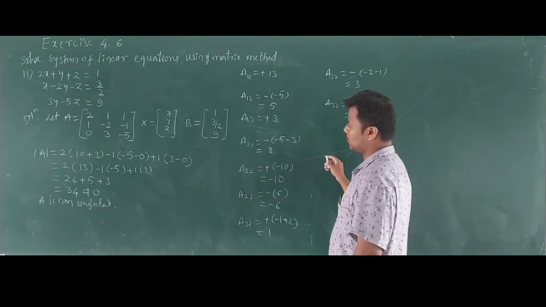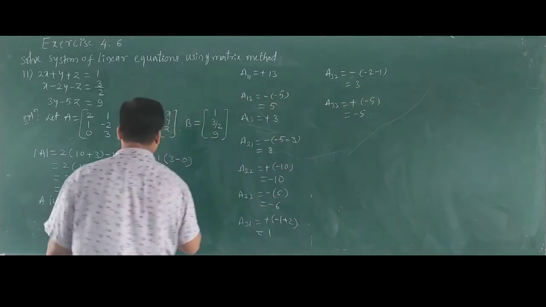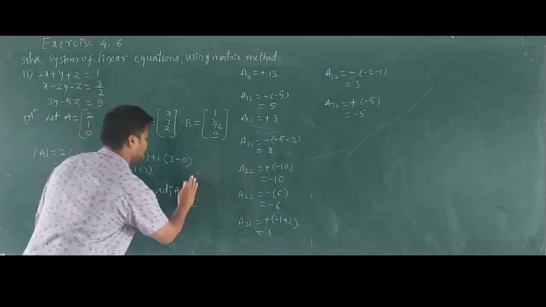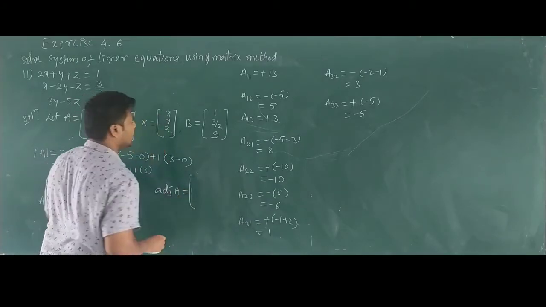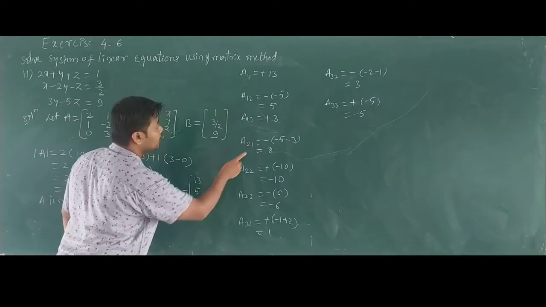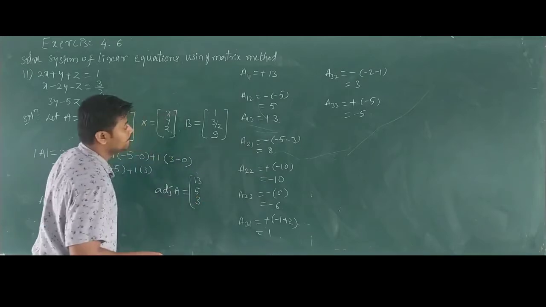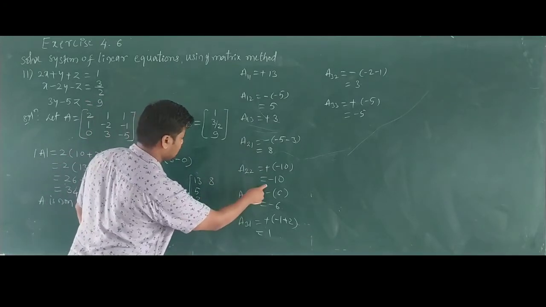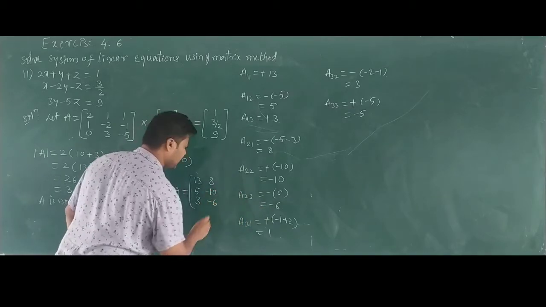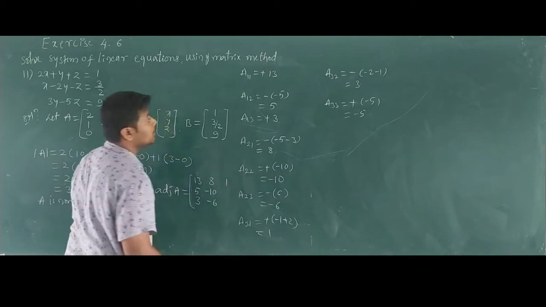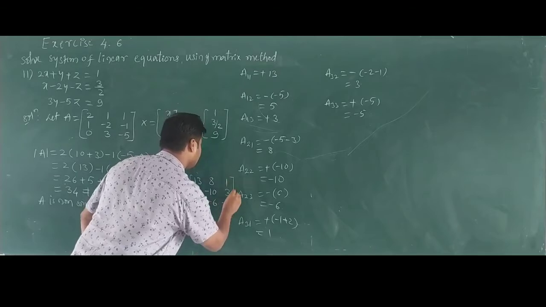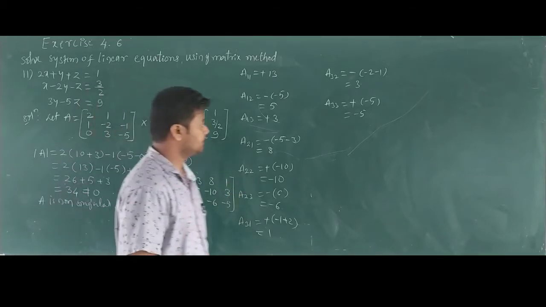So adjoint of A equals, see this here: adjoint of A equals A11 which is 13, this is 5, 3, 8, minus 10, minus 6, 1, 3, minus 5. So this is the adjoint of A.